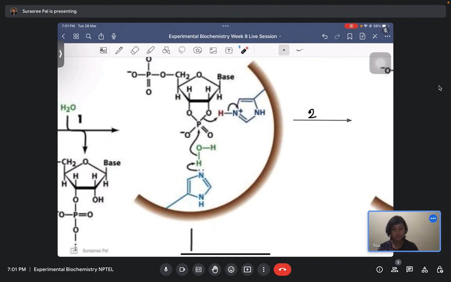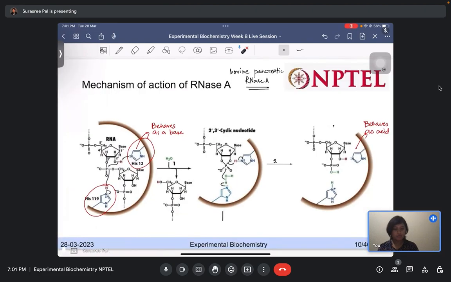So the attachment of this histidine with this nucleotide is broken with the help of this water molecule, right? Because of that, what we see here is that now this nucleotide also becomes free. So in the first step, the second nucleotide was freed, and in the second step, the first nucleotide is also now freed.